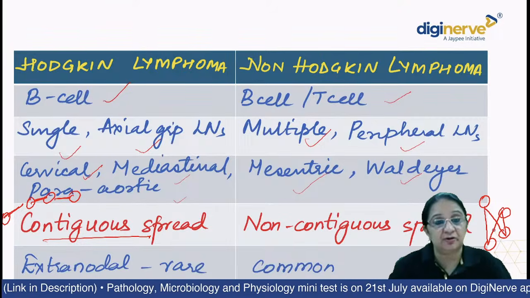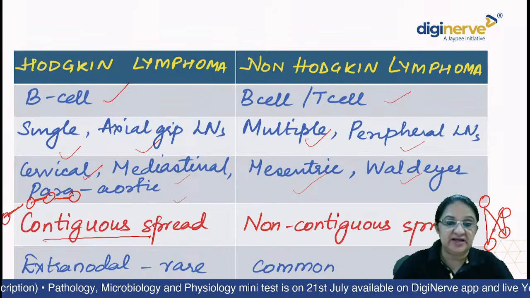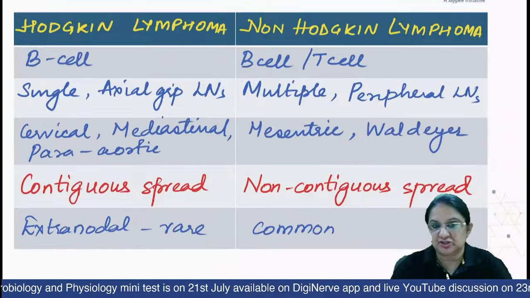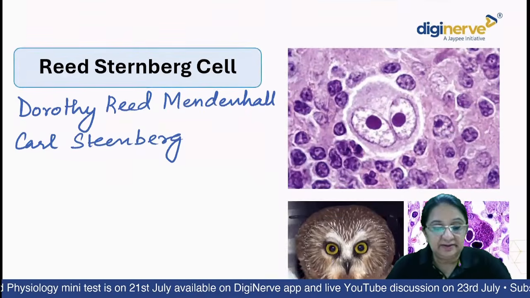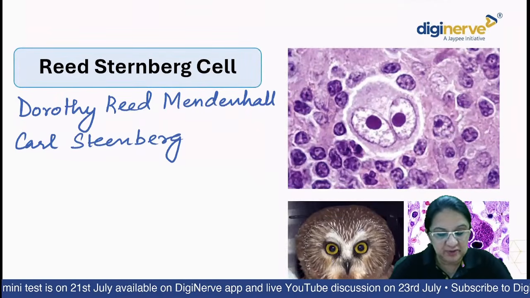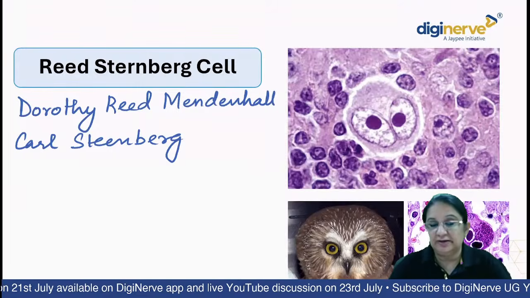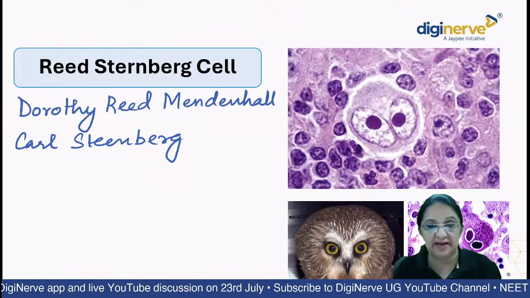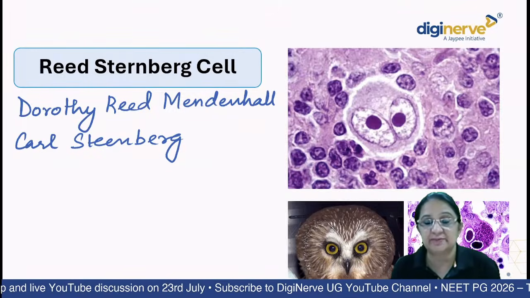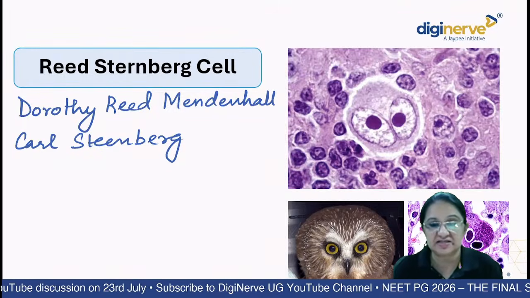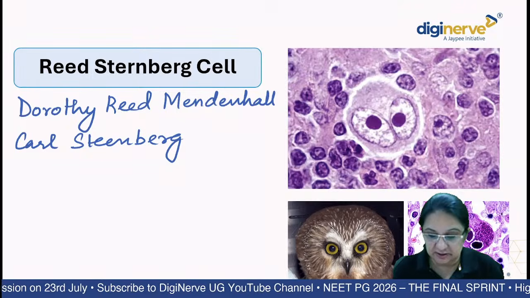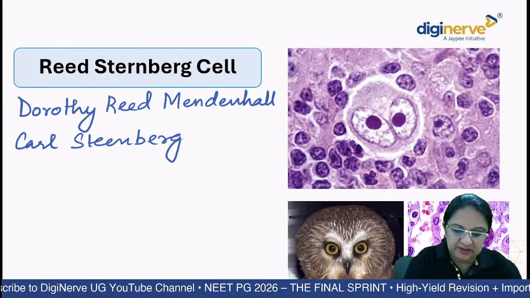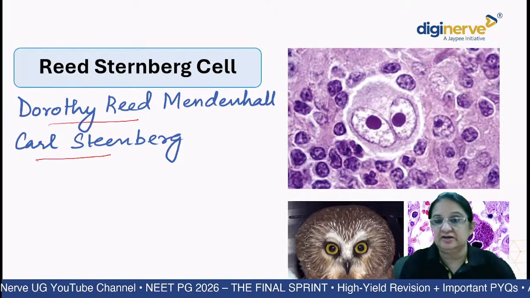Basically, it is not in order. In Hodgkin lymphoma, extranodal spread is rare, while it is common in non-Hodgkin. The characteristic cell that you see in Hodgkin lymphoma, I'm not sure I should be discussing this or not because you have studied it n number of times. The examiner's favorite question: the RS cell, Reed-Sternberg cell, described by Dorothy Reed and Carl Sternberg.